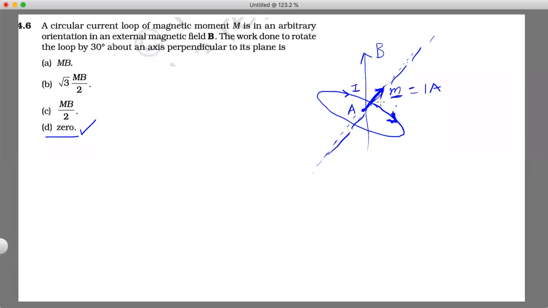Okay, sir, got it. So the trick here is the axis is perpendicular to its plane. If I would rotate it like in this axis, then M will rotate and there will be work done. Okay.